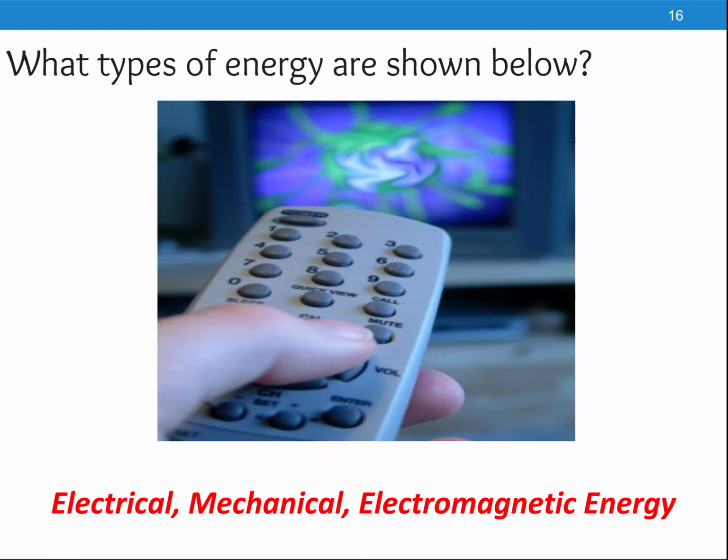There is electrical, because the TV had to be plugged in. There is mechanical, because there's some motion in there. And electromagnetic energy, because we have that visible light coming off of the TV. And I guess if you get really technical, you could even say chemical, because there's probably a battery in that clicker as well. All right.